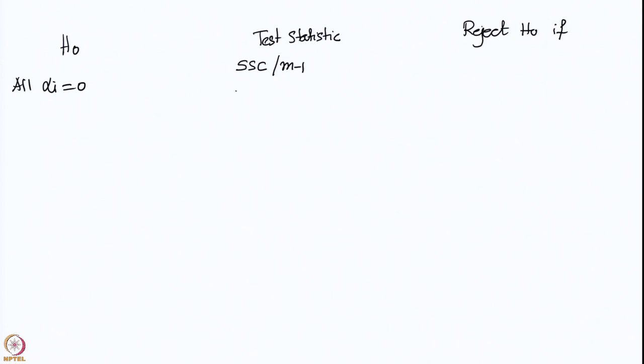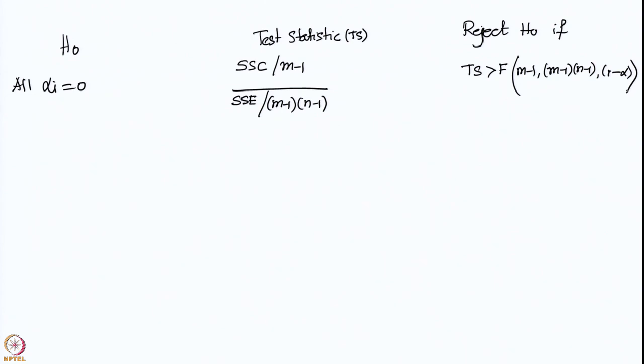Let us consider different hypotheses: the test statistic, and when to reject H0. So if you take H0 as all alpha i equal to 0, the test statistic is sums of squares due to column divided by m minus 1, divided by sums of squares of error divided by m minus 1 times n minus 1. You call this F, this is a test statistic, I call it ts, and you reject if ts is greater than F m minus 1, m minus 1 times n minus 1 degrees of freedom and 1 minus alpha.